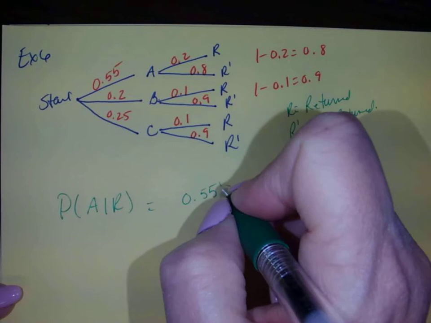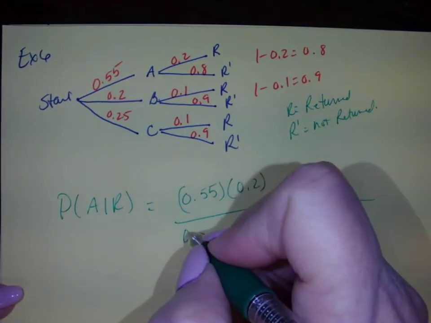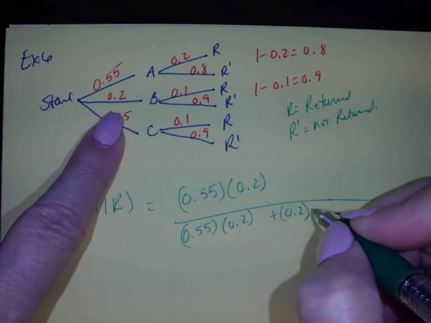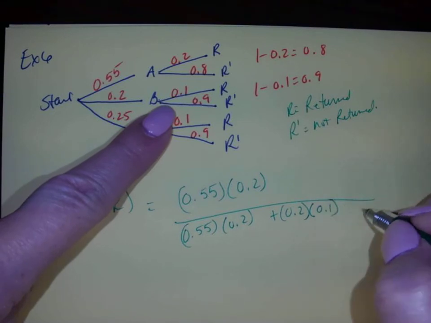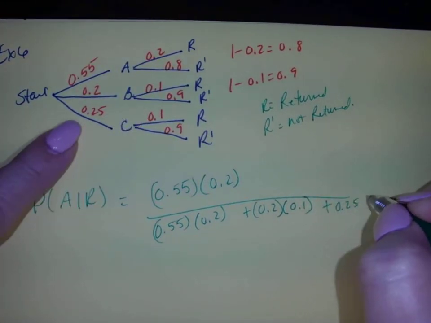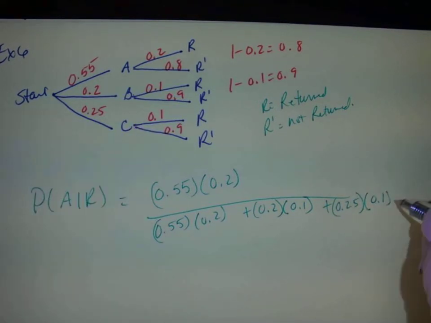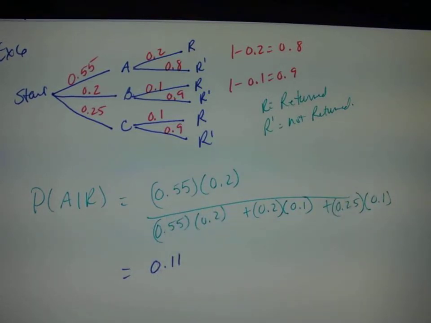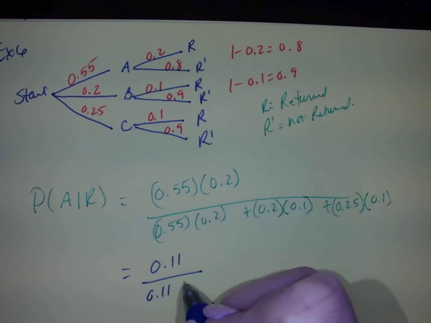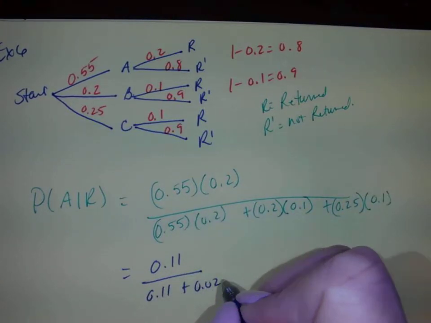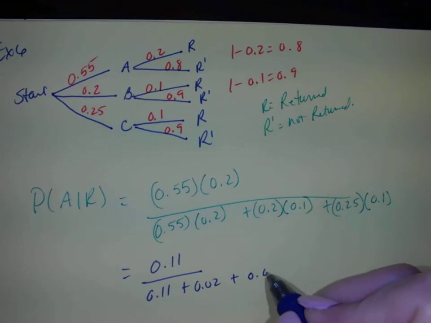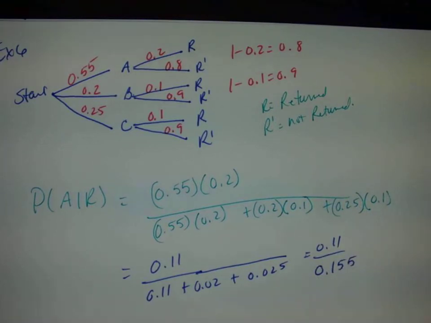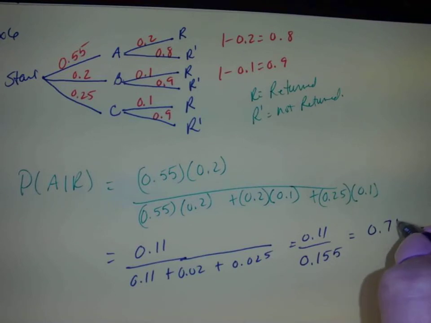All right, so we'll have 0.55 times 0.2 over 0.55 times 0.2, and then through the other R, we will have 0.2 times 0.1, plus we'll have 0.25 times 0.1. All right, so on the top, we will get 0.11. And then on the bottom, we'll have 0.11, 0.02, and 0.025. So this will be 0.11 over 0.155. And this will be equal to 0.71.